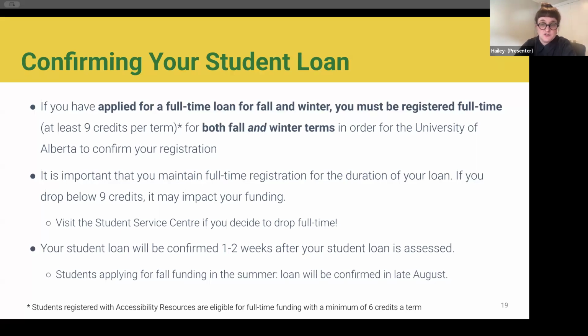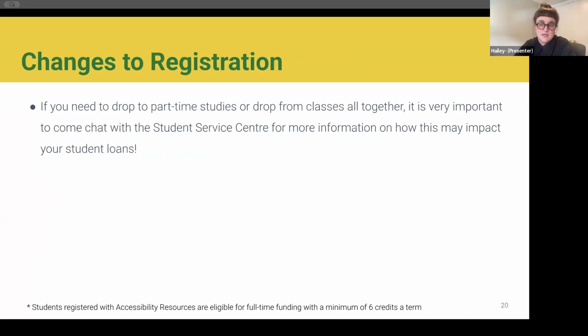Or get into full-time registration. And that will happen at the end of August, mid to end of August. Again, if you need to make any changes to your registration, we just really recommend you come and chat with us. This is not meant to be a judgment thing. We'll just give you information on what will happen with your student loan if you do decide to drop from full-time studies. So please just come see us if you end up dropping from full-time studies, or if you're dropping a course and want to know what impact that will have on your loans. Please come and chat with us, okay?